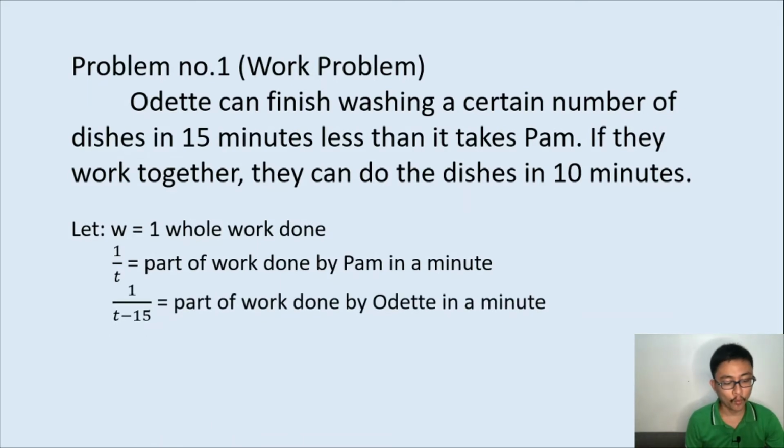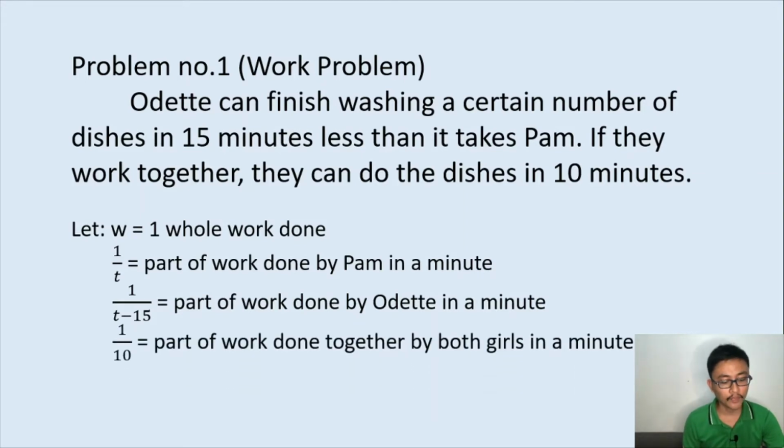1 over T minus 15 is a part of work done by Odette in a minute. So, kaya 1 over T minus 15 kay Odette kasi nga it takes him or her 15 minutes less than it takes Pam. And 1 over 10 is part of work done together by both girls in a minute.